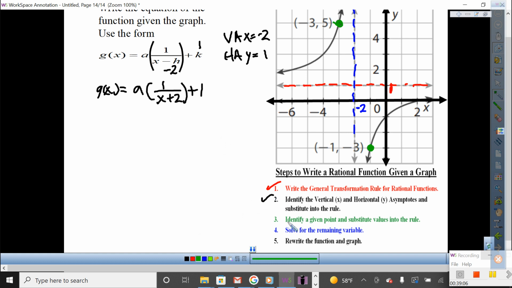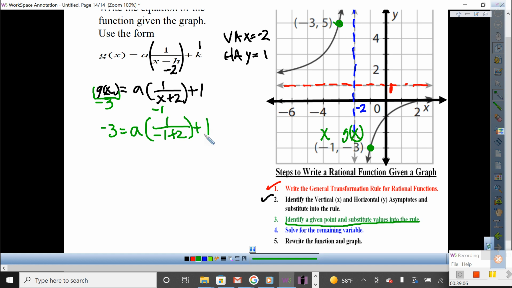Step 3. Identify a given point and substitute the values. So which point do you want to use? Negative 3, 5, or negative 1, negative 3? Hurry up, we're running out of time, guys. Alright, so this is our x, and this is our g of x. So I'm going to substitute negative 1 here for x, and negative 3 for g of x. So this becomes negative 3 equals a times 1 over negative 1 plus 2, plus 1. Is it clear that I substitute those values?